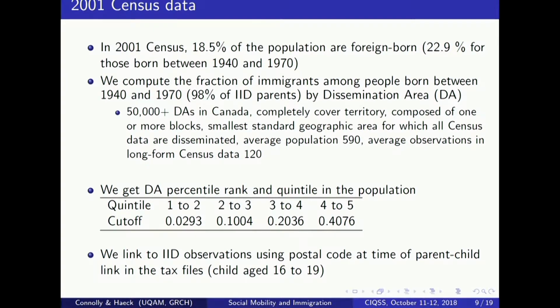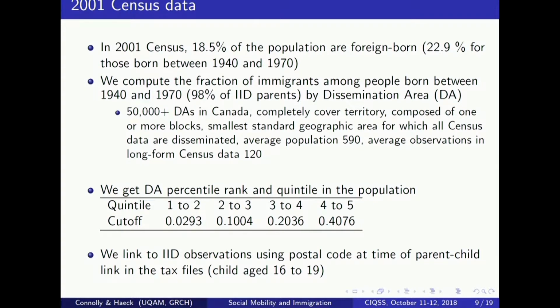I don't have time to get into all the details of this, but for our kids, it's when they're ages 16 to 19. So think of this as late teenage years. In the 2001 census, 18.5% of the population are foreign born. And if you look at the parents, here the parents are going to be the first-generation immigrants, and the children are going to be the second generation. So for the ages of the parents, most parents are born between 1940 and 1970 for these kids. And if you restrict the census to people around those ages, you have 22.9%.